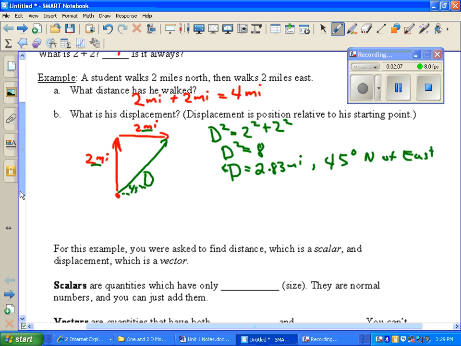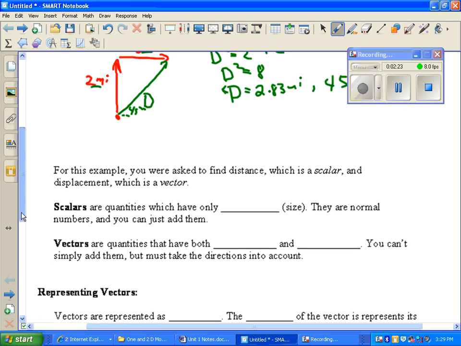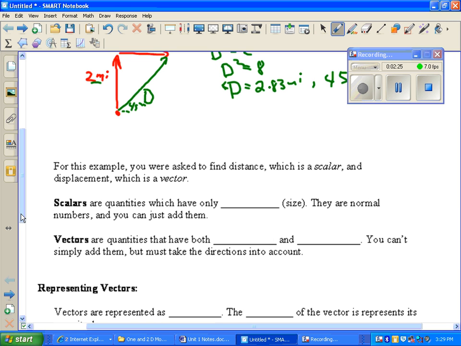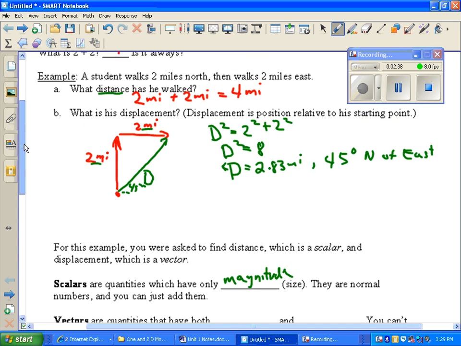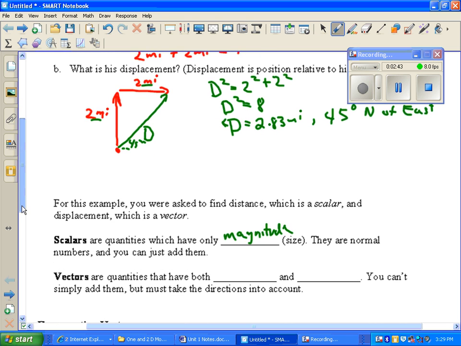Now, the reason that was different, okay, is sometimes directions are important, sometimes they're not. If I want distance, direction's not important. I just need to know that he went 2 miles, then 2 miles. But if I want displacement, direction is important. Okay? And the different types of numbers: there is a scalar, and scalars have only magnitude. They don't have direction, they only have magnitude or size. So the magnitude of the distance he walked was 2 miles and 2 miles for a total of 4 miles. And scalars I can just add like that.